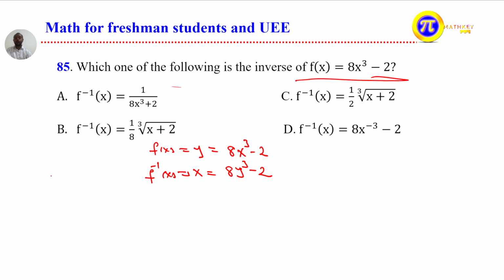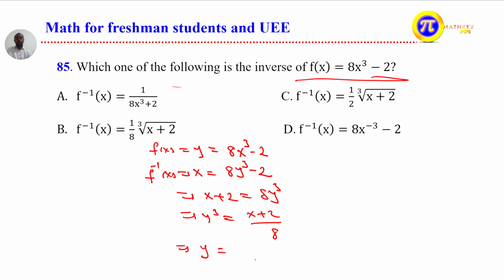So we didn't find any value whose inverse is not expressed in terms of y. Here we have it, so let's try to express this in terms of x, which implies x plus 2 is equal to 8 times y to the power of 3. To solve this, y to the power of 3 is equal to x plus 2 over 8. Then finally take the cube root of both sides.